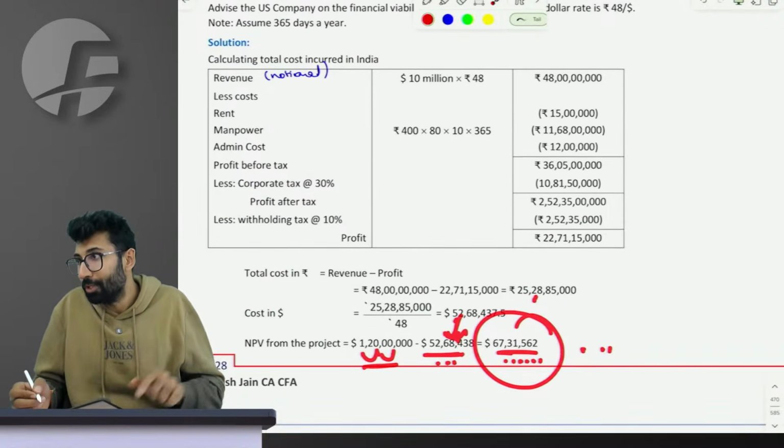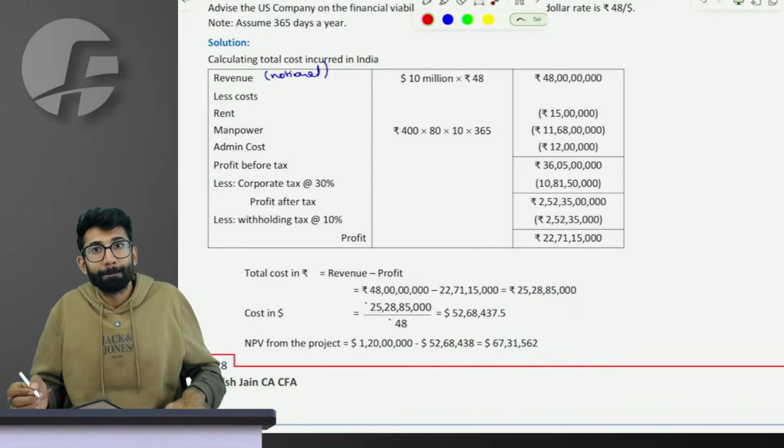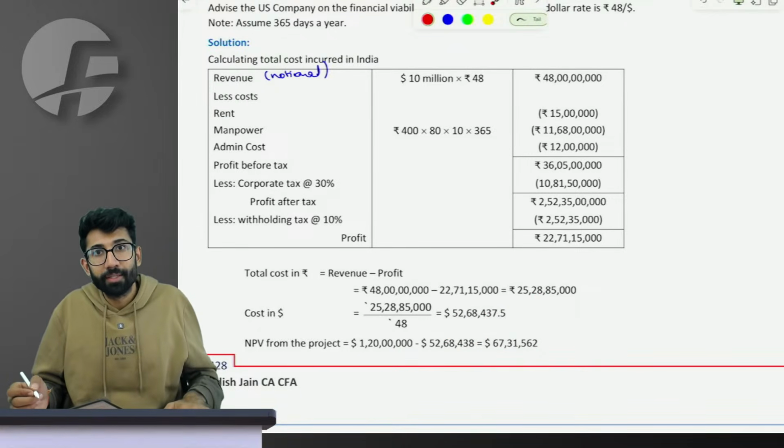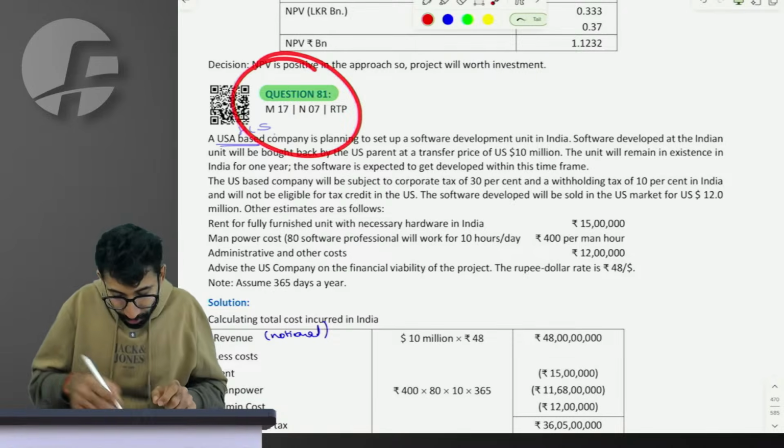Question number 81. Are you able to connect to me, people? So that is question number 81.